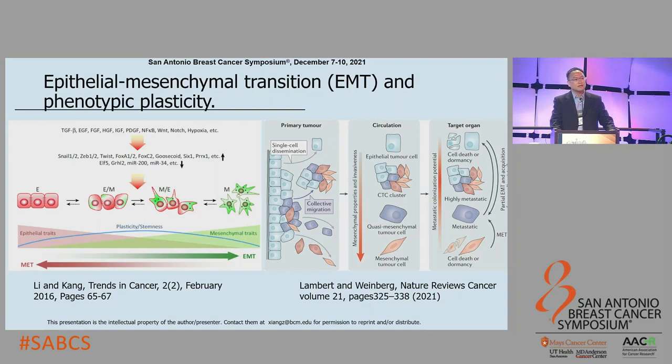And the different cells can stick together to form CTC clusters. And there are cancer cells that exhibit a hybrid or quasi-mesenchymal phenotype, the so-called quasi-mesenchymal tumor cells. And it is indeed the CTC clusters and quasi-mesenchymal tumor cells that possess the highest metastatic capacity.